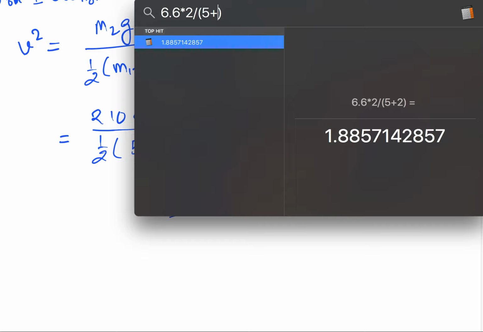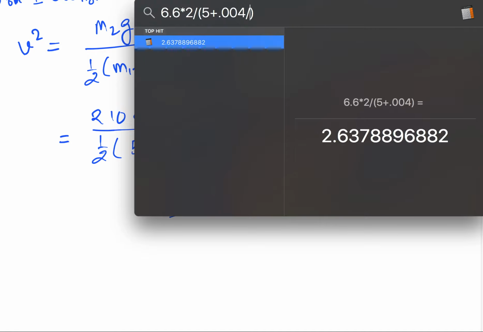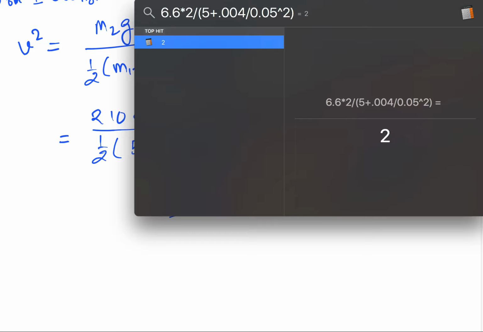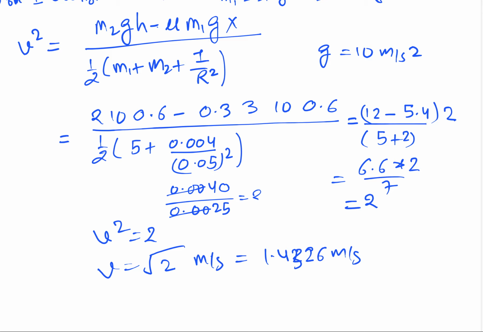I'm a bit crazy this morning. So that is 0.004 divided by 0.05 square, that's 2. Okay, that's right. Why am I defying the calculator? That's 2, but this is v square. V square equals 2, therefore v equals square root of 2 meter per second, and square root of 2 I know is 1.4, 1.4326 I think, meter per second. So that's the value of the velocity.